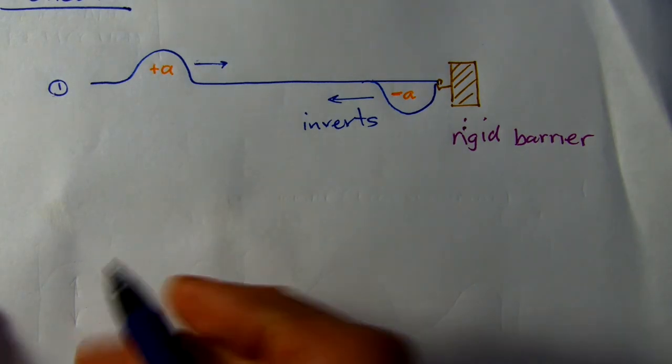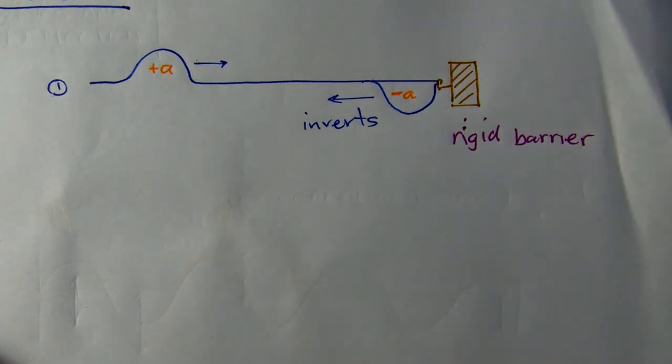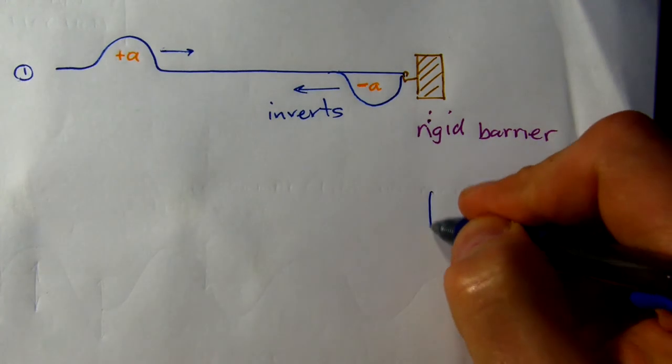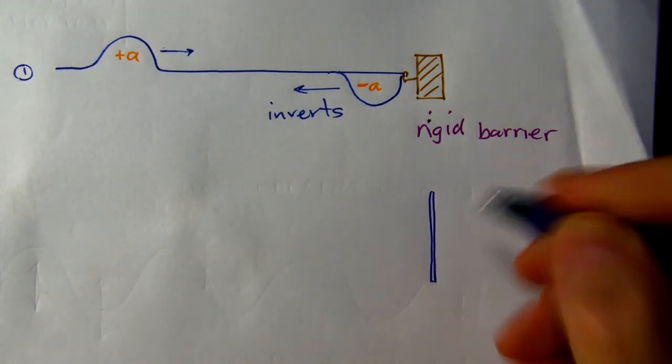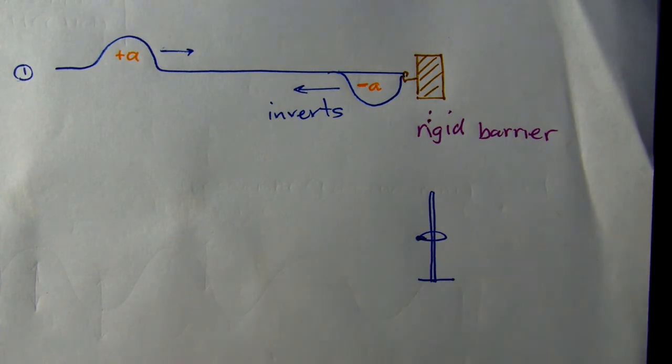Okay? If we take this wave, however, and we put it on an open barrier, right? Now we're just going to put it on some kind of a metal ring here.